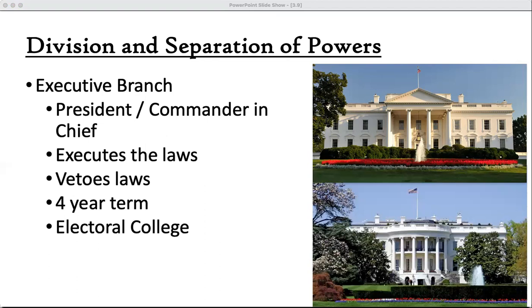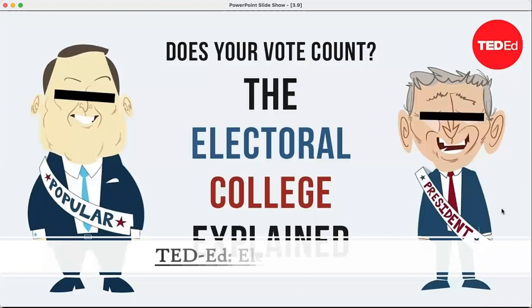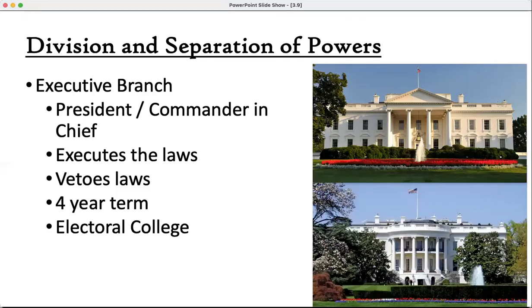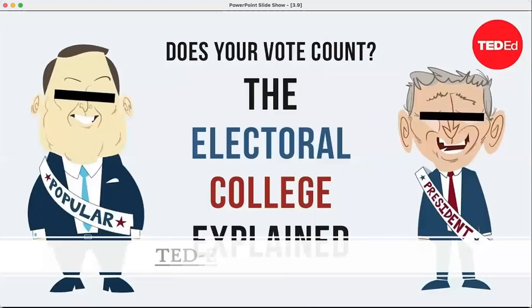To be removed from office, this is Article 2, Section 4, the president can be removed from office on impeachment for and conviction of treason, bribery, or other high crimes and misdemeanors. All right. I said I'd go back to the Electoral College. There's a great TED-Ed video on the Electoral College. I recommend you watching it, but let me talk about it a little bit.